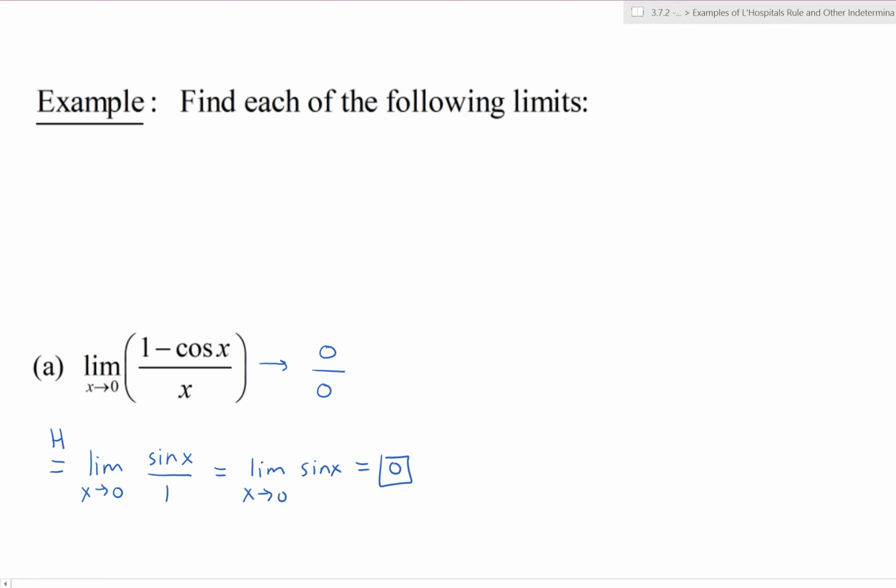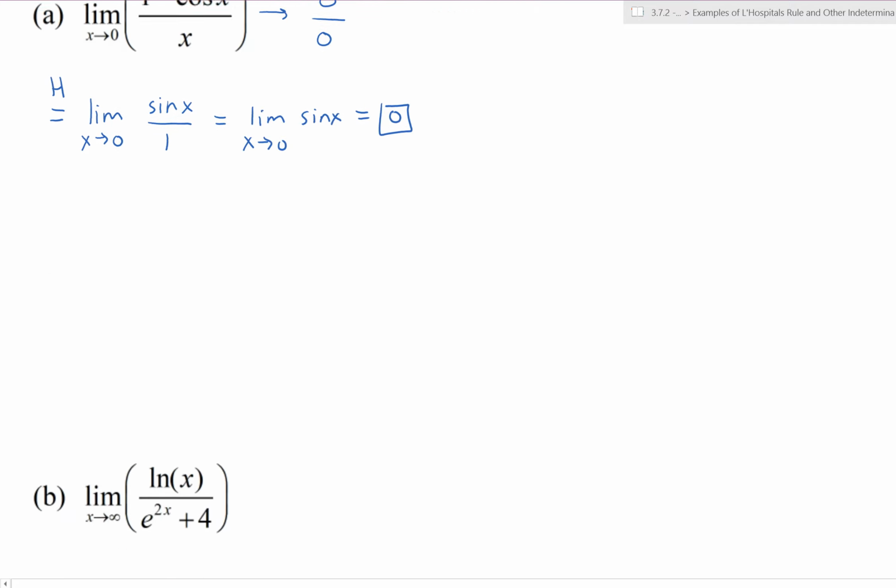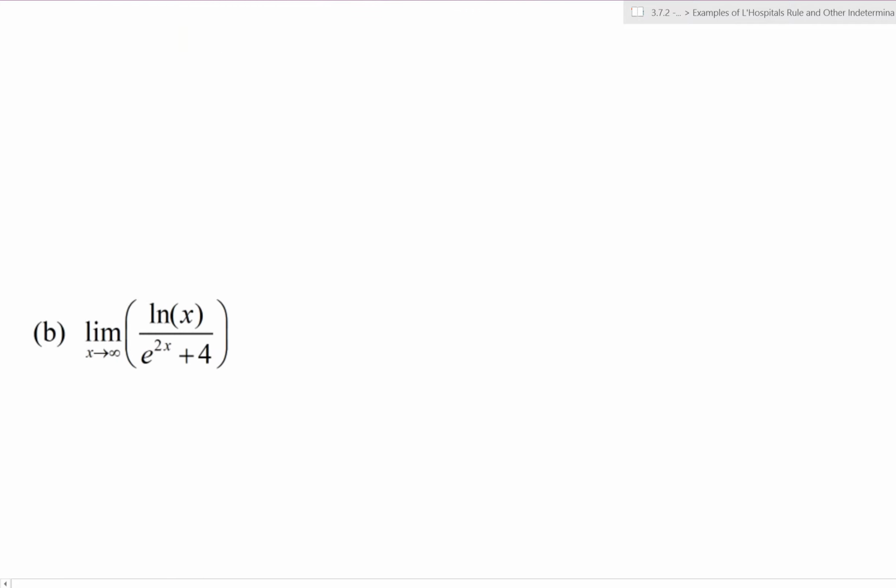An example in using L'Hôpital's Rule. Let's look at a couple more. All right, here is another one. In this case, the limit as x goes to infinity of the natural log of x divided by e to the 2x plus 4. Now notice here, x is not approaching a real number a, but rather it's approaching infinity. However, we can approach anything in L'Hôpital's Rule in the x direction, and as long as it has the indeterminate form 0 over 0 or plus or minus infinity over infinity, it applies.